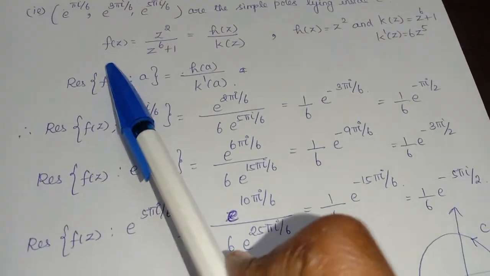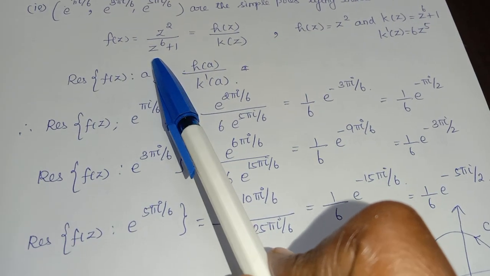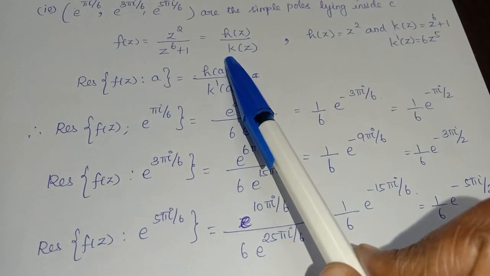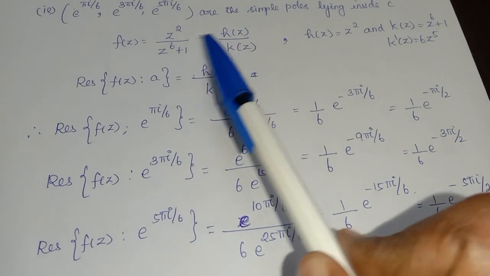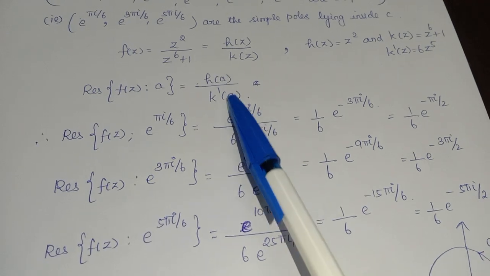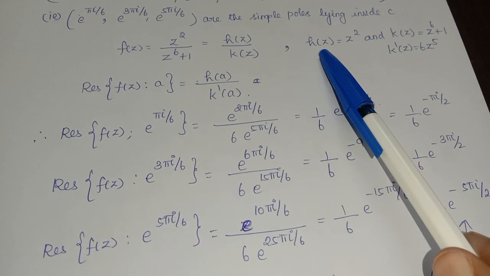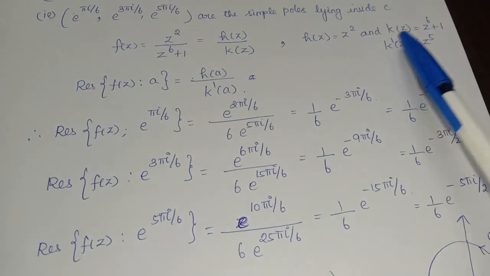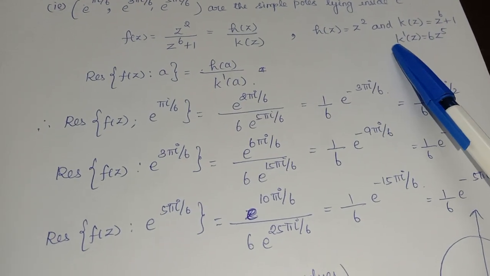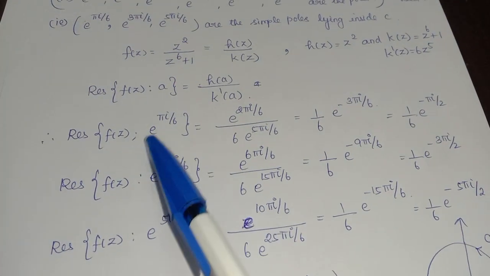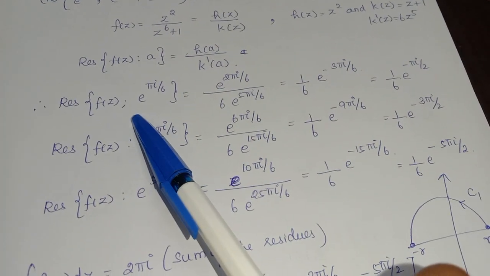See, my function is z power 2 by z power 6 plus 1. So for finding the residue, let us take the numerator as h of z and denominator as k of z. In this type of problem, the residue is given by the formula h of a by k dash of a. Now here h of z is the numerator z square and k of z is the denominator z power 6 plus 1. So what is k dash of z? 6 z power 5.